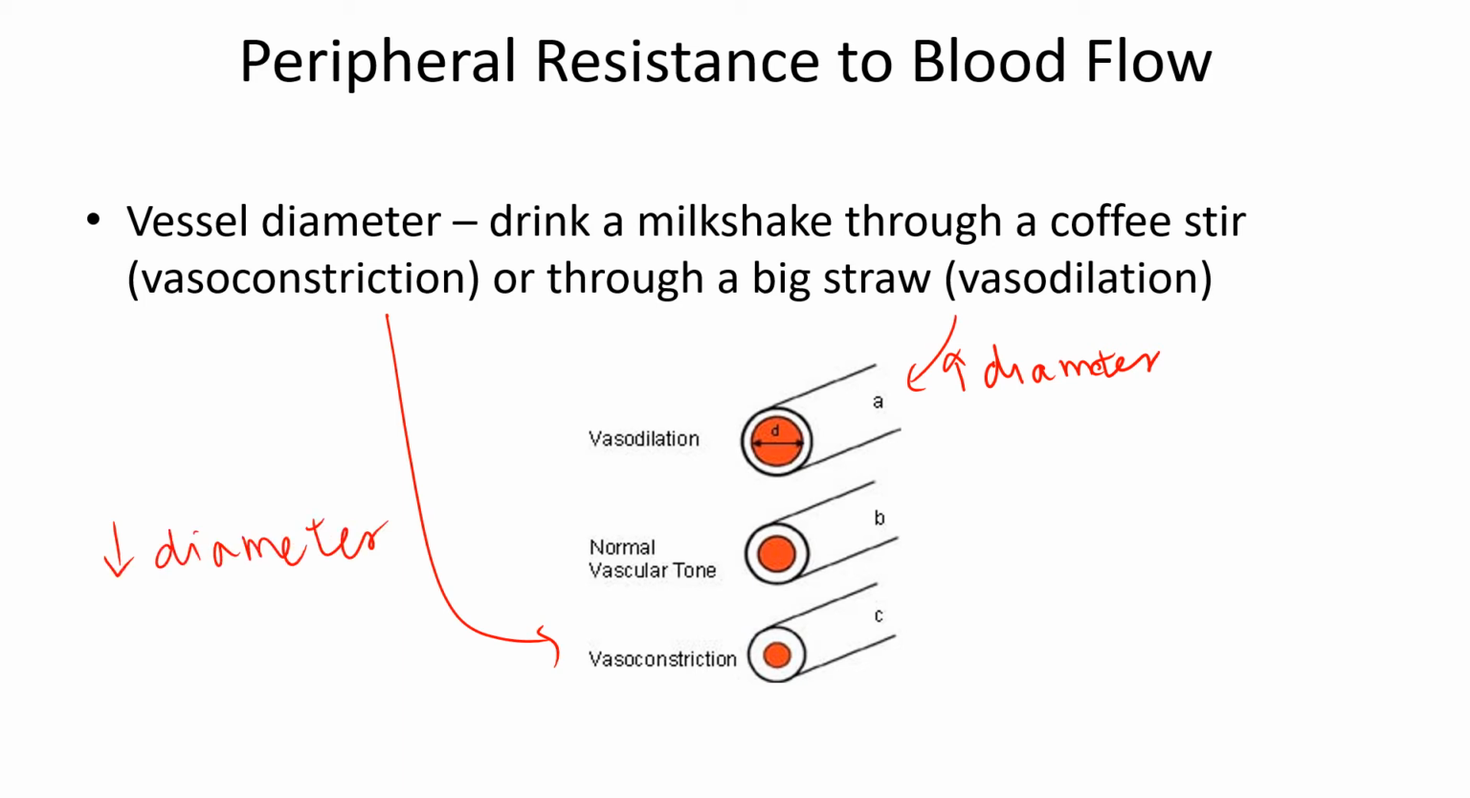Okay, now, if you decrease the diameter, you've increased the resistance to flow. And what impact do you think vasoconstriction will have on blood pressure? That will increase blood pressure. Okay, so if you are tightened up, you're stressed out, your blood pressure goes up, those vessels are constricting.